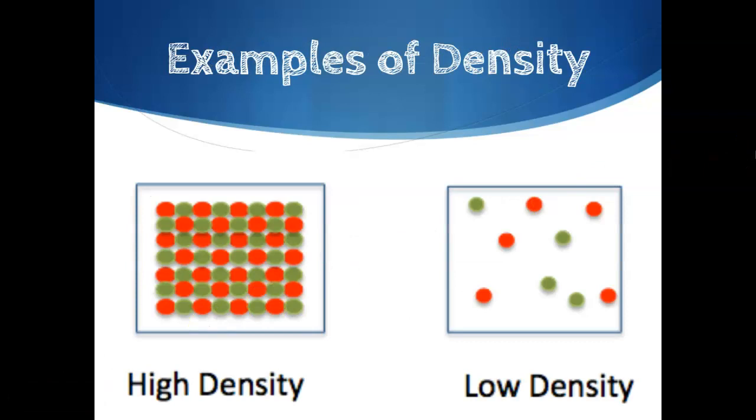So here are some examples. On the left-hand side, we have an example of something with a higher density. The red and green dots represent the matter, or the stuff. And on the right-hand side, we've got a lower density. These two boxes are the same volume, but on the left-hand side, we have a lot more stuff, a lot more matter taking up volume in that particular area, and on the right-hand side, we have a lot less. So more stuff per volume is going to be a higher density, and less matter per volume is going to be a lower density.